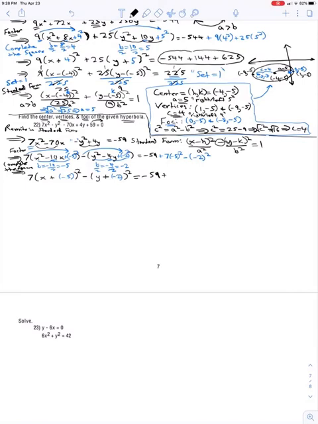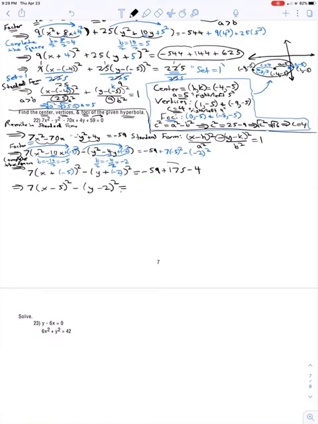As we do that, what do we get? We get 175. We got 7 times 25. So that's 175, minus negative 2 squared, which is minus 4. So again, let's simplify a little bit. We've got 7 times x minus 5, x plus negative 5 is x minus 5, minus y plus negative 2 is y minus 2. And that's equal to, as we add these up, negative 59 plus 175 minus 4, that adds up to 112.